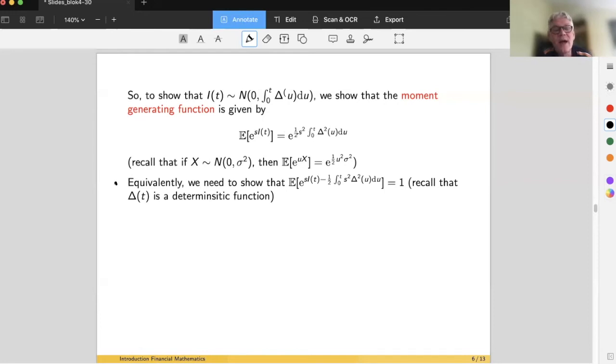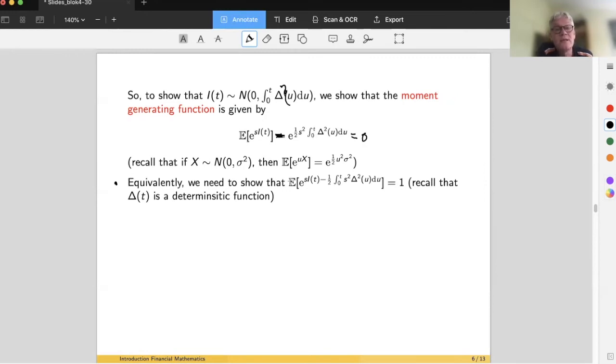We take the right-hand side to the left-hand side. This expectation minus this should be equal to 0 in that case. And of course, remember again, delta is a deterministic function. So this is a deterministic function. It can be taken under the expectation operator.